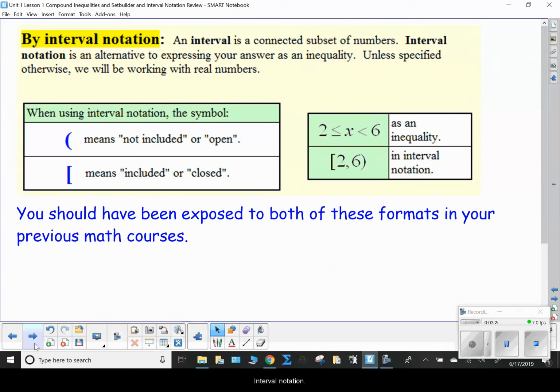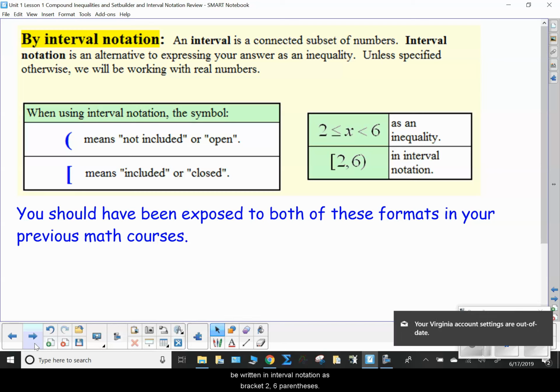Now, interval notation. In math, we get to be very lazy. So interval notation is a connected subset of numbers. Interval notation is an alternative to expressing your answer as an inequality. Unless specified otherwise, we will be working with real numbers. Now, when you have a parenthesis, that means not included or open. When you have a bracket, it means included or closed. So the inequality 2 less than or equal to x less than 6 can be written in interval notation as bracket 2 comma 6 parenthesis.